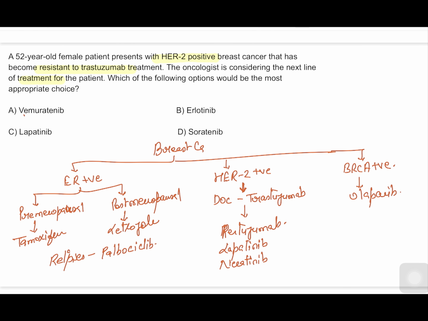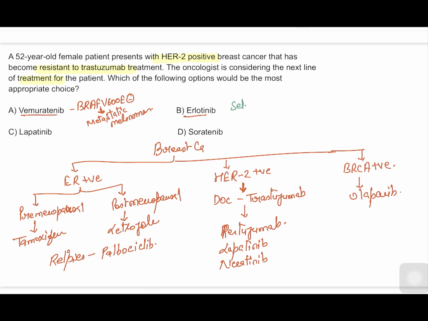So the first option is vemurafenib. If you know, vemurafenib is a BRAF V600E inhibitor. If it is a BRAF V600E inhibitor, it can only be used in cancers which are because of this. So it is used mostly in cases of metastatic melanomas. Next option is erlotinib.